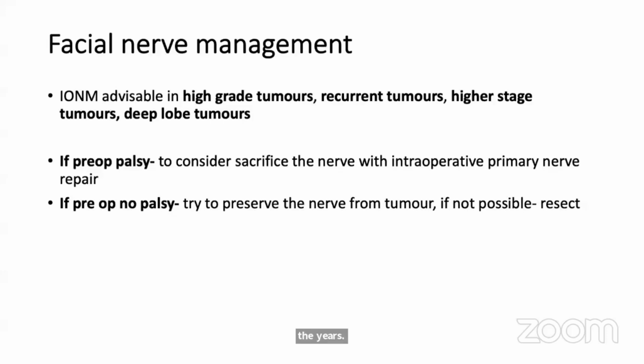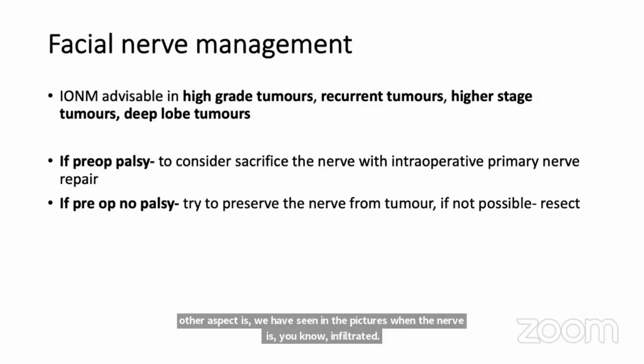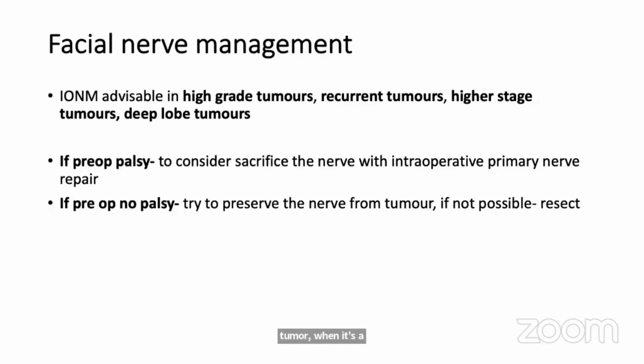Now, we've already discussed the facial nerve management. The other aspect is, we have seen in the pictures when the nerve is infiltrated, we have to sacrifice it, especially when it is a high-grade tumor. When it's a low-grade tumor, usually the nerves are not infiltrated; they are infiltrated when the grade of the tumor is on the higher side. So it, as such, indicates the poor biology of that particular disease.